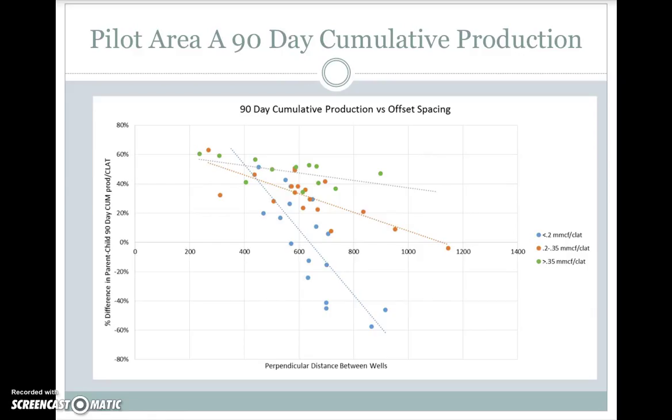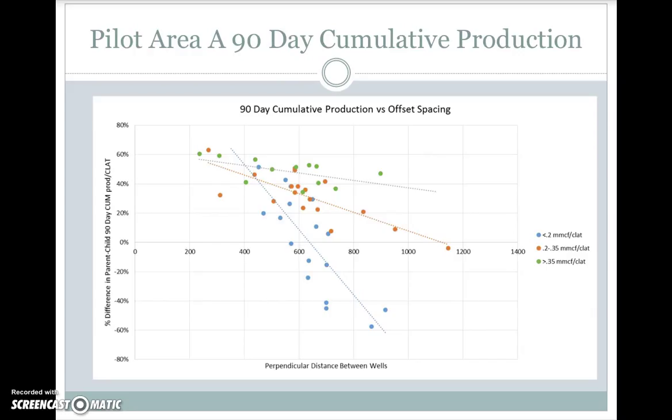And 0.2 million cubic feet of gas produced per foot of CLAT is, if you were assuming about a 5,000 foot lateral, which is common in this formation, about a BCF of gas. And 0.35 is about 1.75 BCF of gas produced. As we can see from the data, we are starting to see the child perform equally to the parent at different offset distances based on how much the parent well had produced.